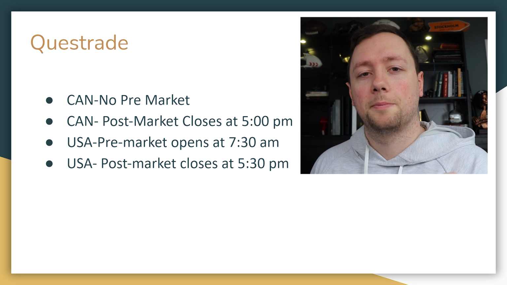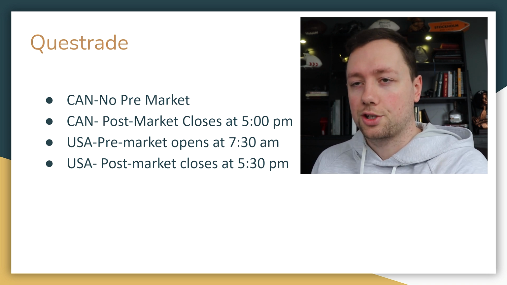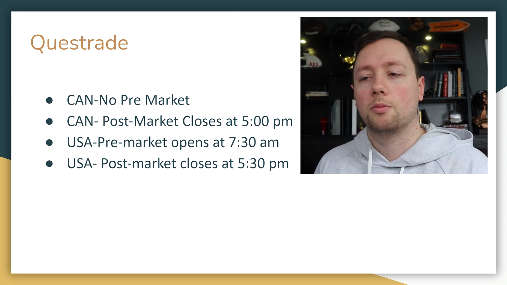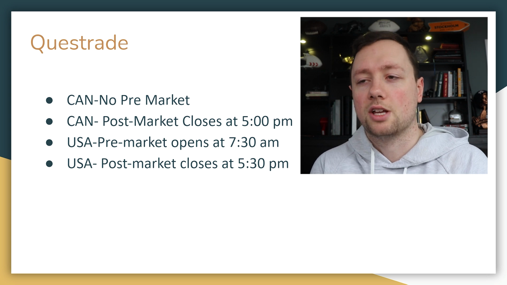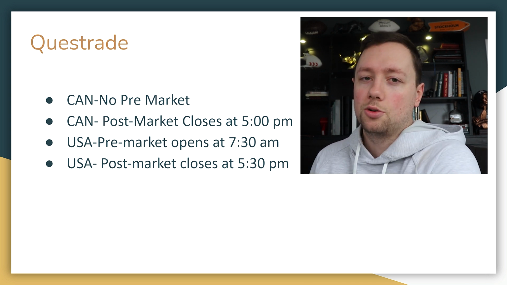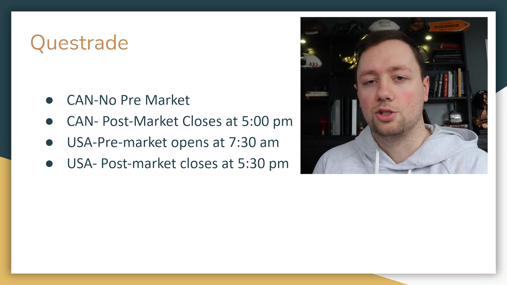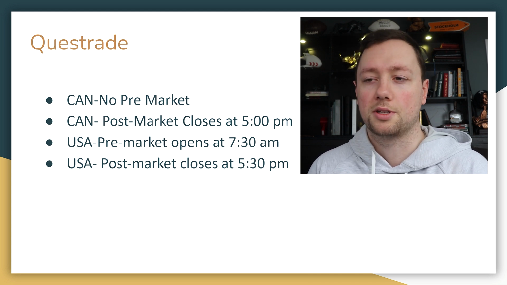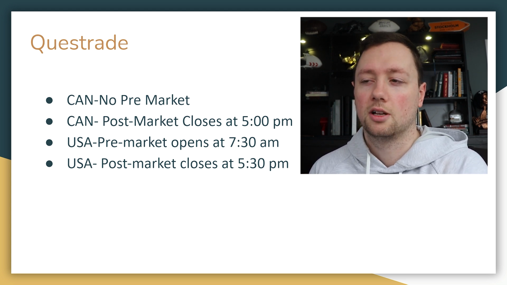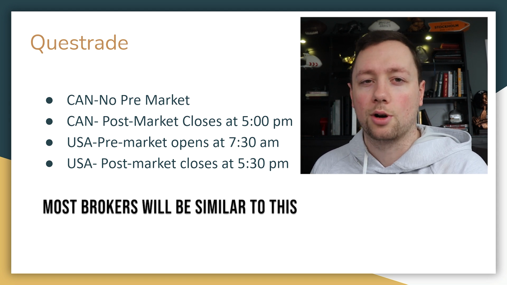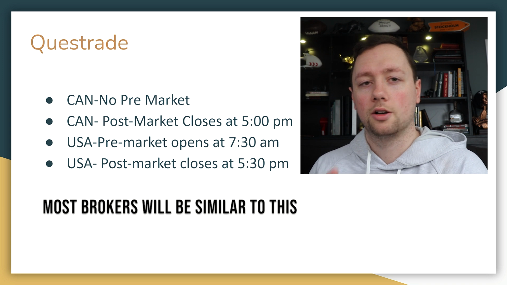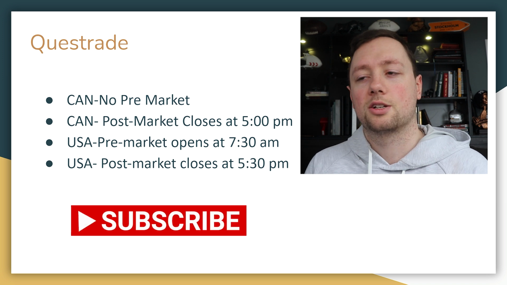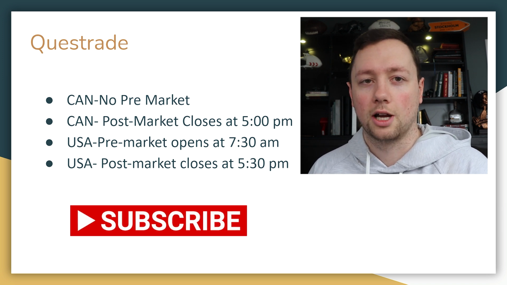Now, the hours of trading depend on the type of security that you're trading. So on Questrade, the Canadian securities do not have a pre-market session. It just doesn't exist. You can only trade them when the market opens. However, Canadian securities do have a post-market session that closes at 5 p.m. US securities do have a pre-market session, and it opens at 7:30 a.m., 2 hours before the regular market opens, and the post-market session closes at 5:30 p.m. So you get about an hour and a half after the regular market. So depending on your broker and the geographic region of your security, that is what is going to dictate the hours that you can actually trade pre or post market.